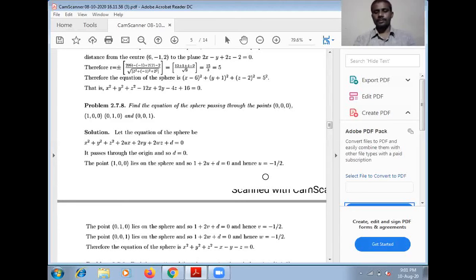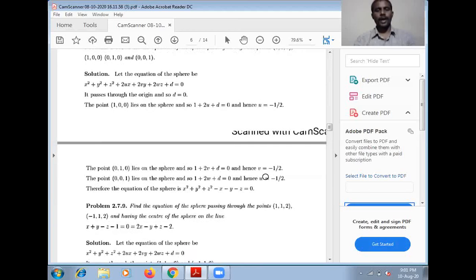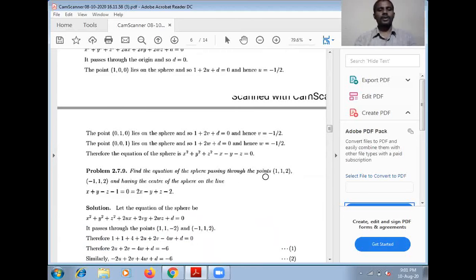Similarly, the point 0 comma 1 comma 0 lies on the sphere, and 1 plus 2v plus d equal to 0. Hence v equal to minus 1 by 2. The last point, the fourth point 0, 0, 1, lies on the sphere, and so 1 plus 2w plus d equal to 0. Hence w equal to minus 1 by 2.